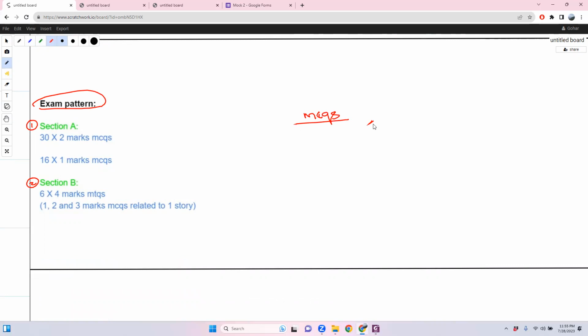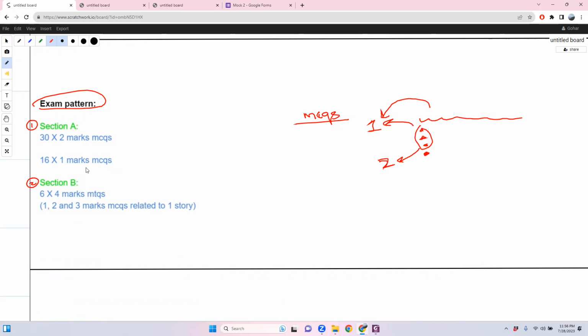In section A, the first type is that a story will be given to you, and there will be 3 options available from which you have to choose the correct option. If there are 3 options available, you will get 1 mark for that MCQ. And if there are 4 options available in a story and you have to select 1 or 2 correct options, they will carry 2 marks. In short, if there are 4 options available, you will always get 2 marks for that single MCQ, and if there are 3 options available, then you will get 1 mark for that MCQ.